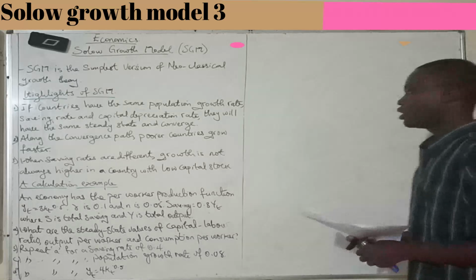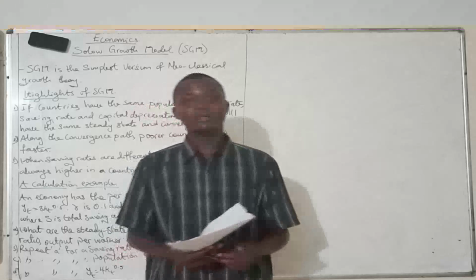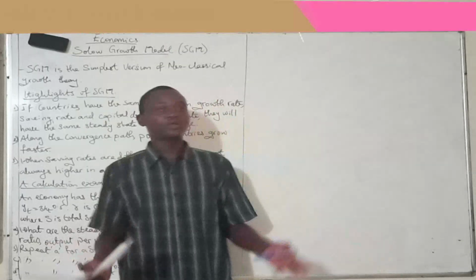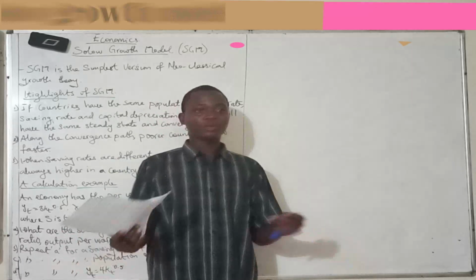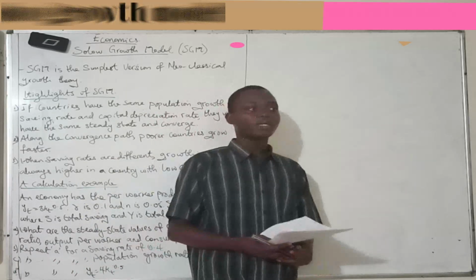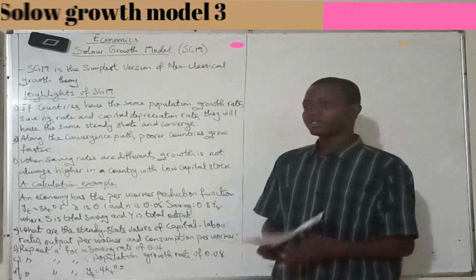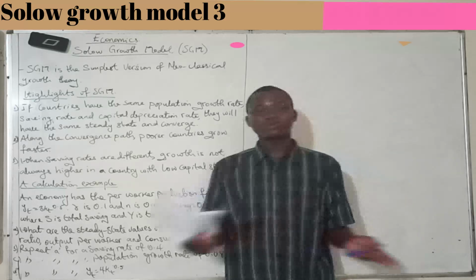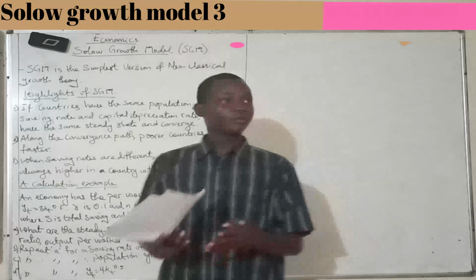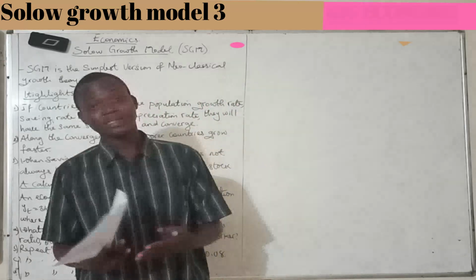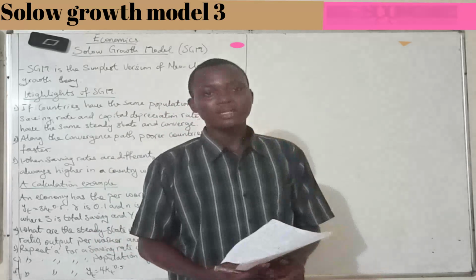Okay. Now, number three: when the savings rates are different, growth is not always higher in a country with a low capital stock. So here you have two countries, let's say Nigeria and Ghana. They both have a low capital-worker ratio. If Ghana is a serious country that ensures that its citizens save more, and Nigeria is a country where people just do what they like, you see that there's going to be more growth and a better standard of living in Ghana, which is a serious country economically, than in Nigeria.